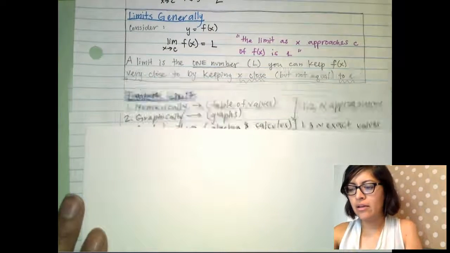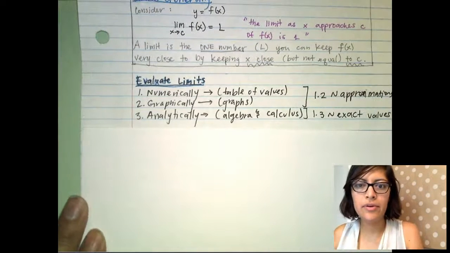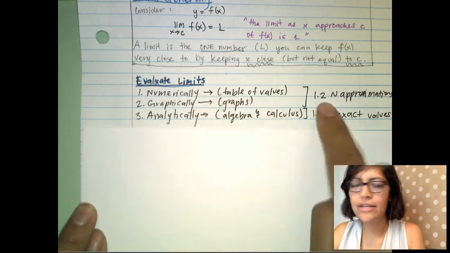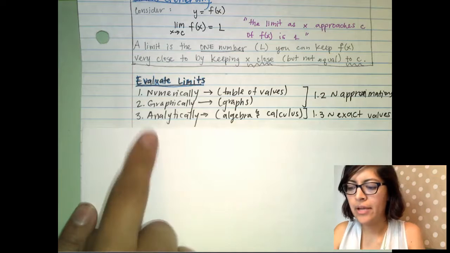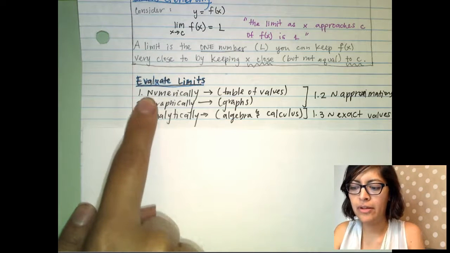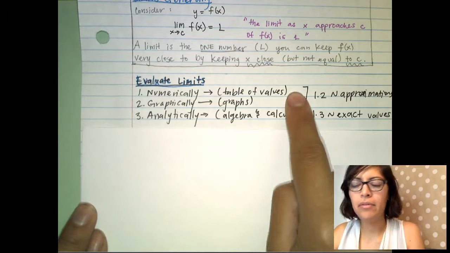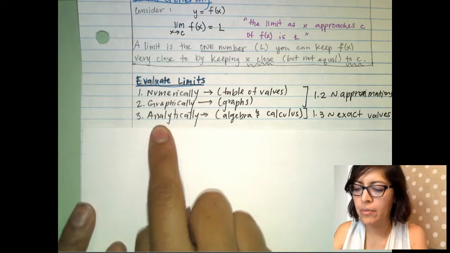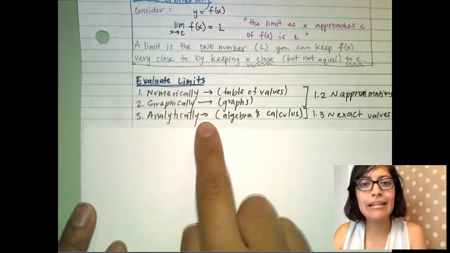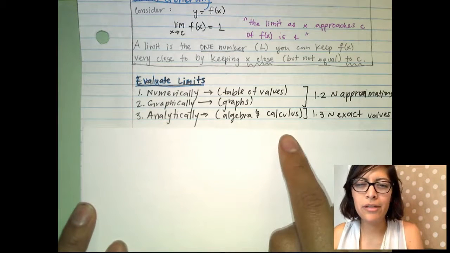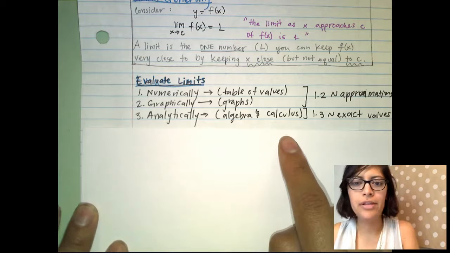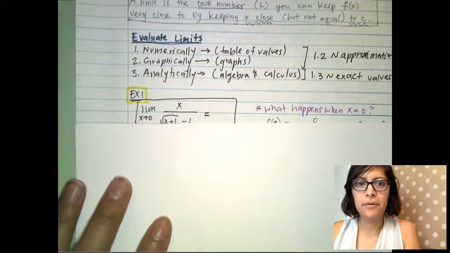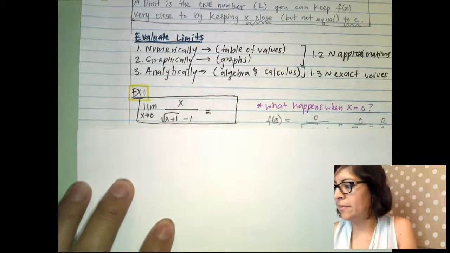So today, what we're going to be doing is evaluating limits. In section 1.2, we're going to be evaluating them numerically and graphically, meaning using tables of values and also using graphs. In unit 1.3, we will be looking at them analytically, so using algebra and calculus. We'll be looking at it a little bit during this video as well. But let's look at the first example.